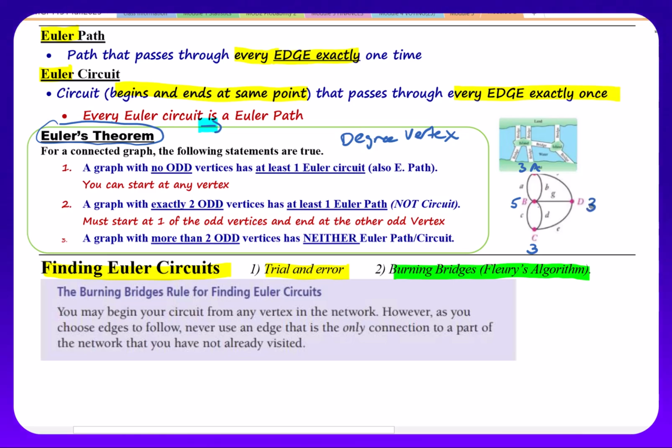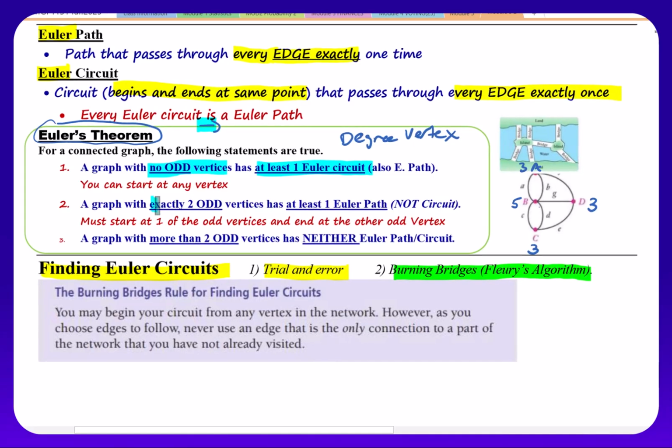So you're going to start off, if the question says, is there an Euler circuit or an Euler path, with the degrees. Double check yourself when you're counting how many edges leave the actual vertex. If a graph has no odd vertices, you will always have at least one Euler circuit, which is also a path, because remember, a circuit is more specific. It's kind of like the idea of a square is a rectangle.